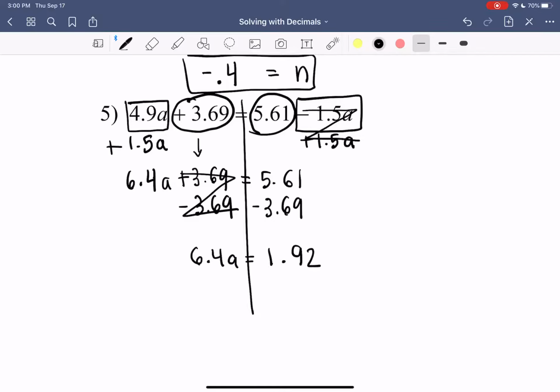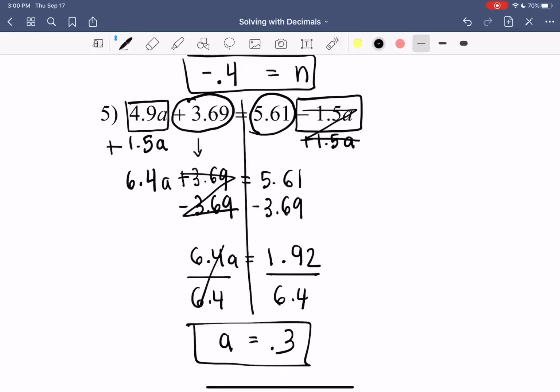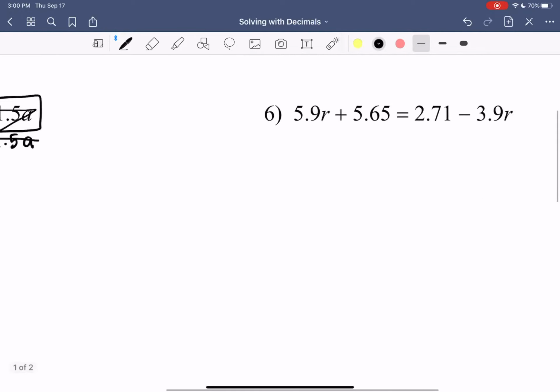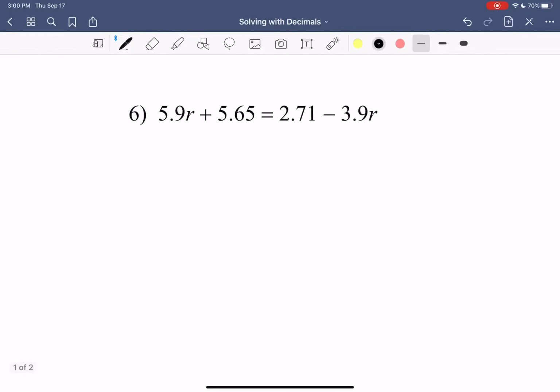1.92. And our last step is to divide by our coefficient of 6.4 to get our final answer. So we'll be left with a equals, and then 1.92 divided by 6.4 is 0.3. All right, going to number 6. We're going to box variables, circle constants, line at the equal sign, circle, box.